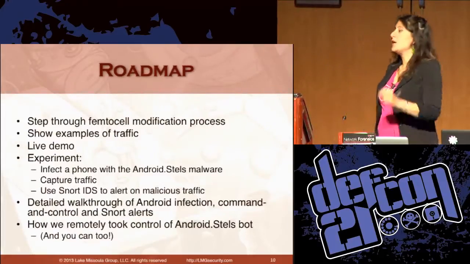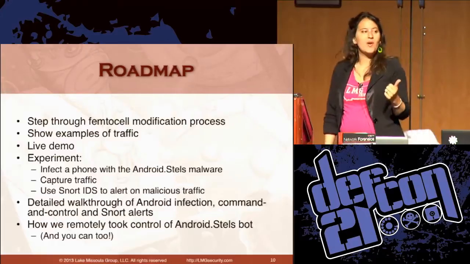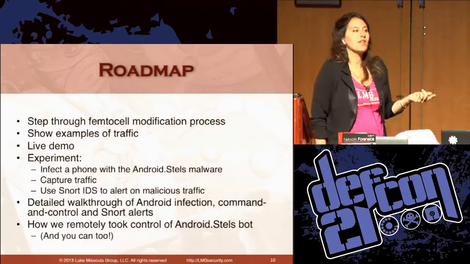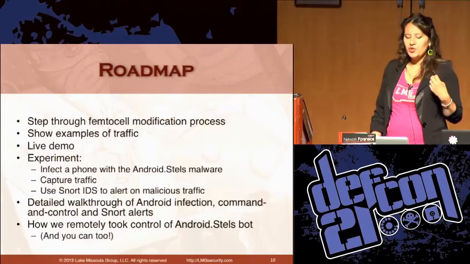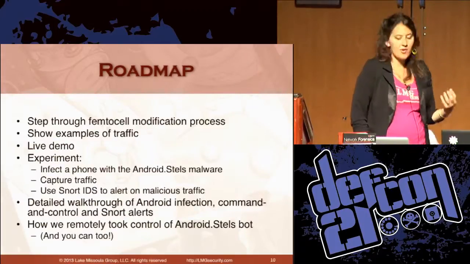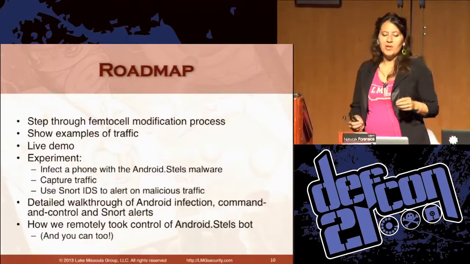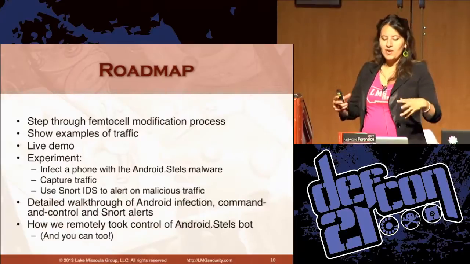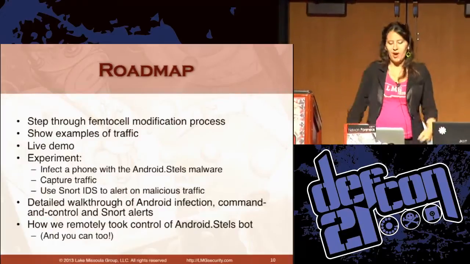So our roadmap for today, number one, we're going to step through the femtocell modification process and show you how we did it so you can do it yourself. We're going to show you examples of cellular traffic. We learned some interesting stuff from poking around. We're going to do a demonstration in which we actually boot up the femtocell and show you how it gets modified in real time. And then we're going to show you a little video of our experiment in which we infected a phone with the Android Stealth malware, captured the traffic, and then used the Snort IDS to alert on malicious traffic. So you'll see those alerts pop up.